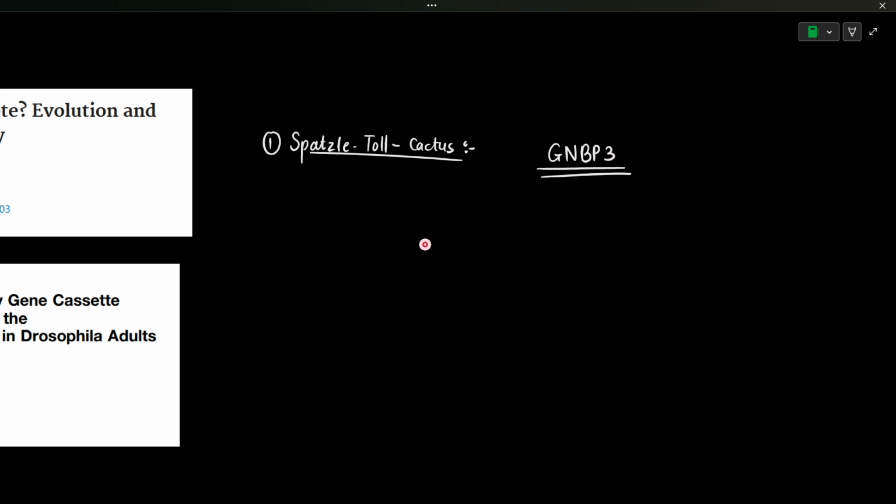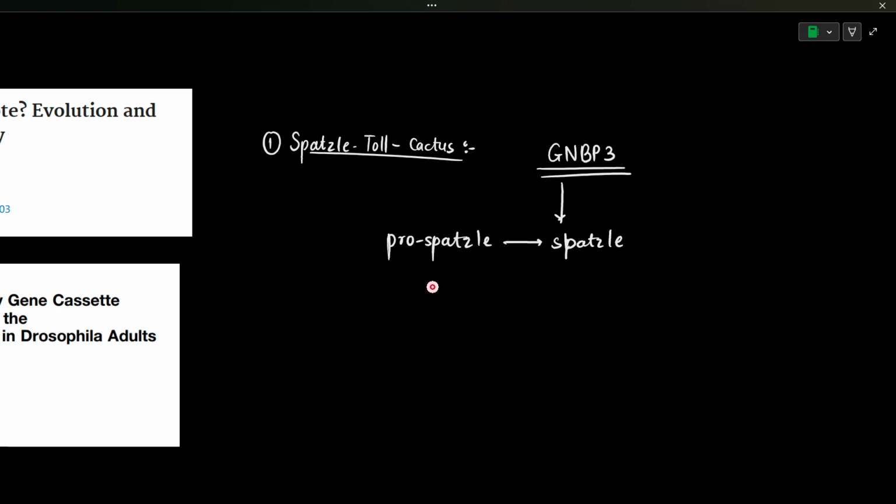The activation of Spätzle from the prospätzle form to the mature Spätzle form will be done by those serine proteases, the GNBPs or Persephone. They are the ones which work on prospätzle and convert it into the active form. Once this active Spätzle is activated, it is going to bind to the Toll receptors which are present over the surface of the cells.